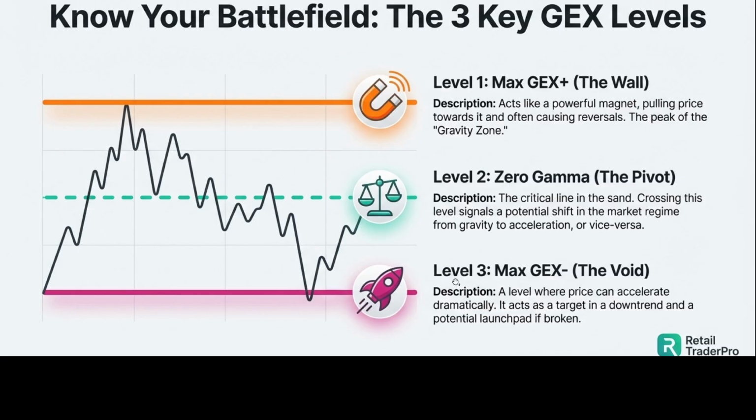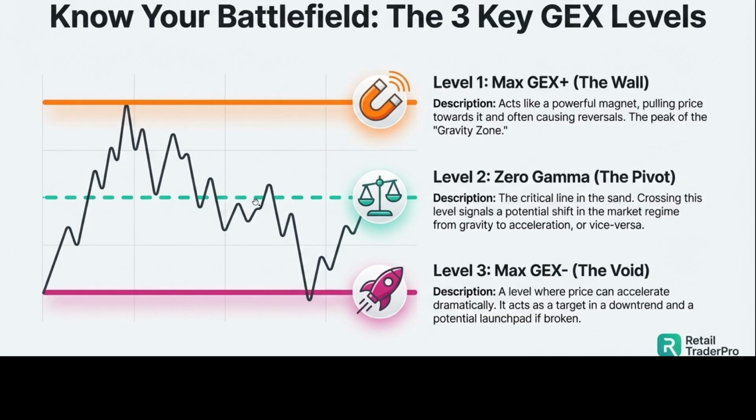And the level 3 is the most volatile zone there because dealers are negative gamma and they have to go with price. This is a level where price can accelerate dramatically. It acts as a target in a downtrend and a potential long pass if this is broken. I'm speaking about this level. This level is so important.